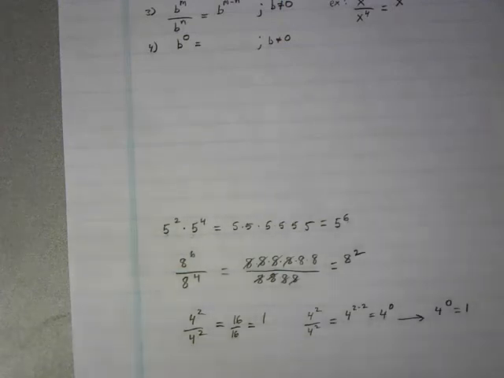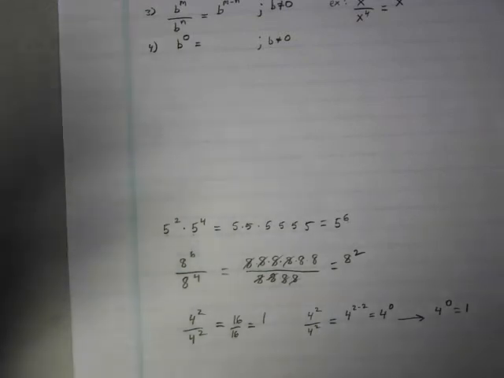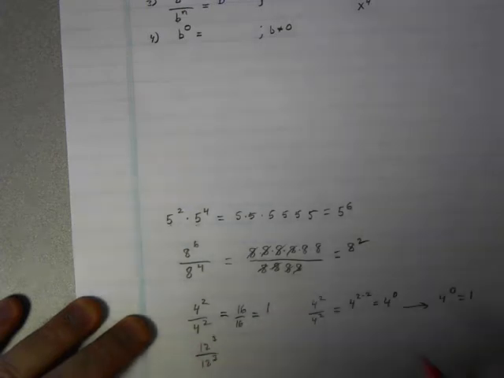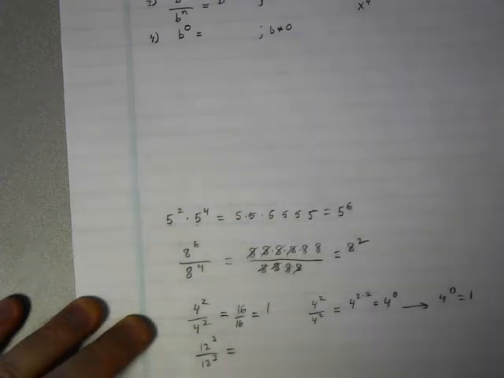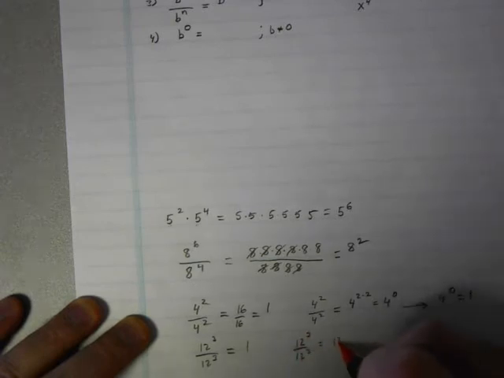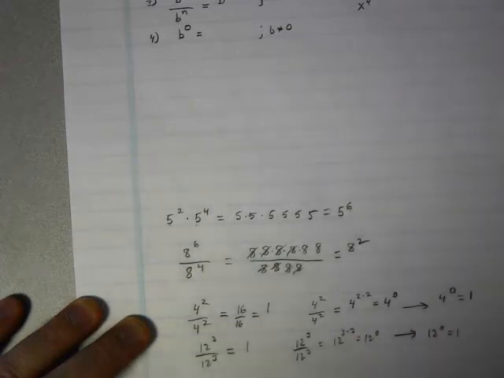And there's really nothing special about the number 4 here. I could have done that with really any base. I could have done it with 12 cubed over 12 cubed, for example. Now, I don't know what 12 cubed is. It's a pretty big number. But I do know if I take 12 cubed and divide it by 12 cubed, I'm going to get 1. On the other hand, 12 cubed over 12 cubed is 12 to the 3 minus 3, which is 12 to the 0. So that tells me that 12 to the 0 also has to equal 1.